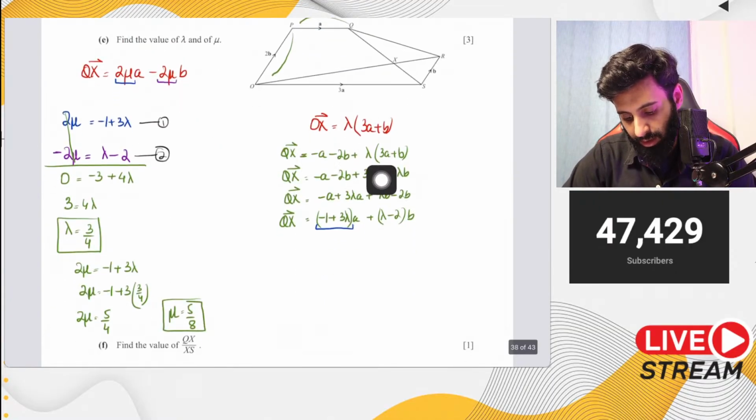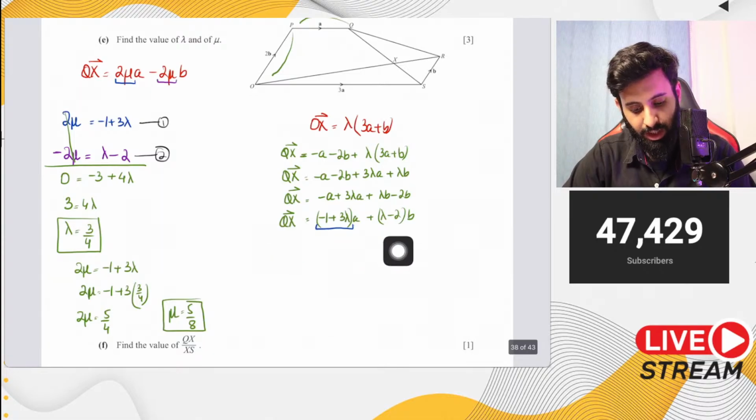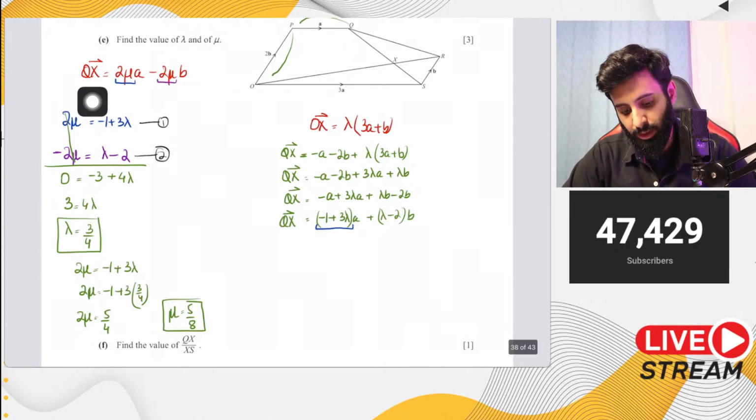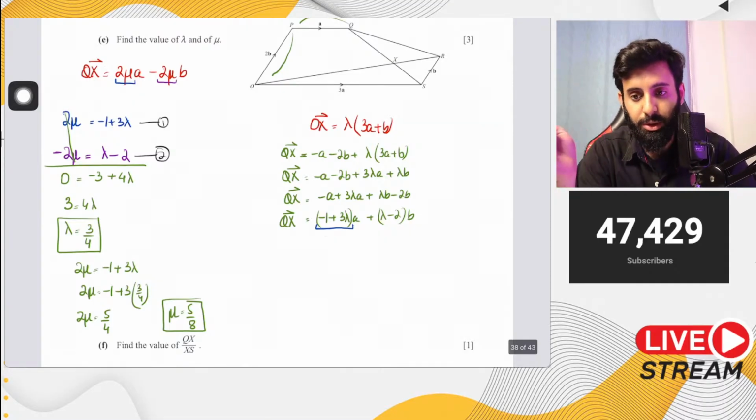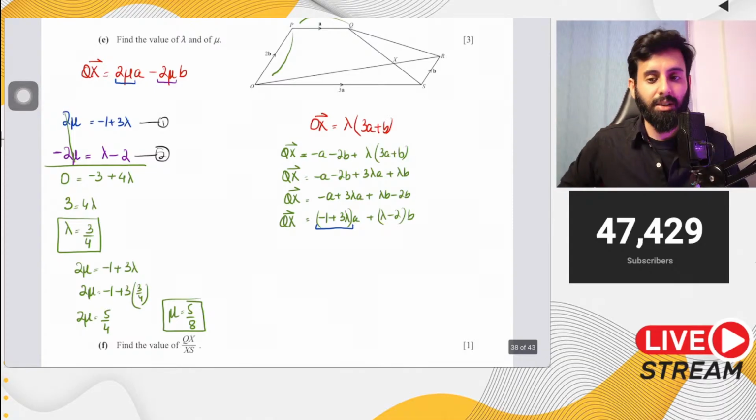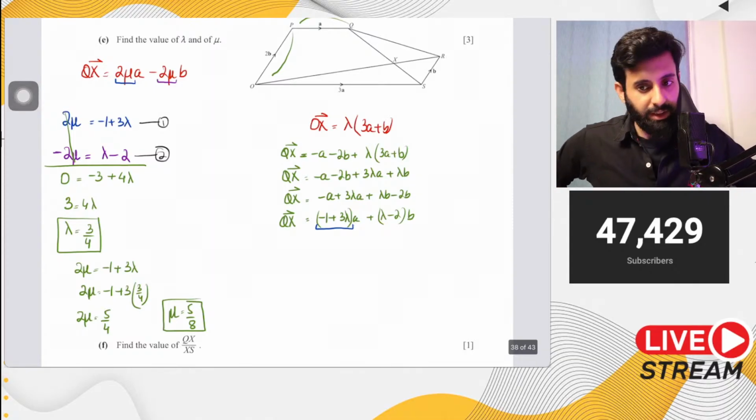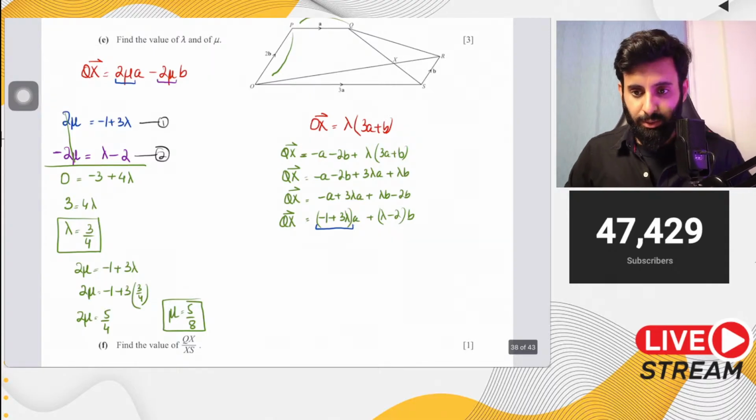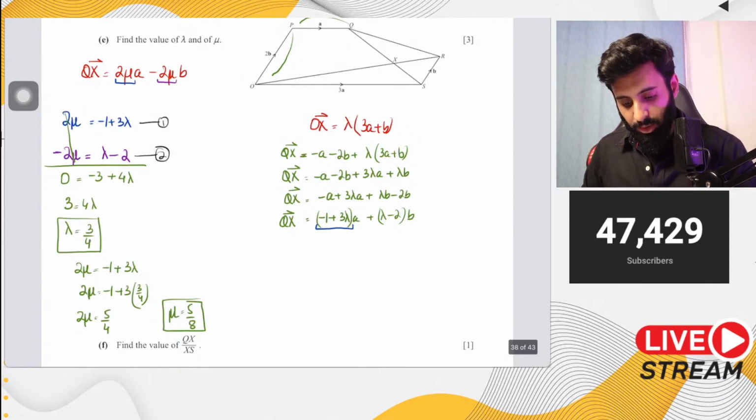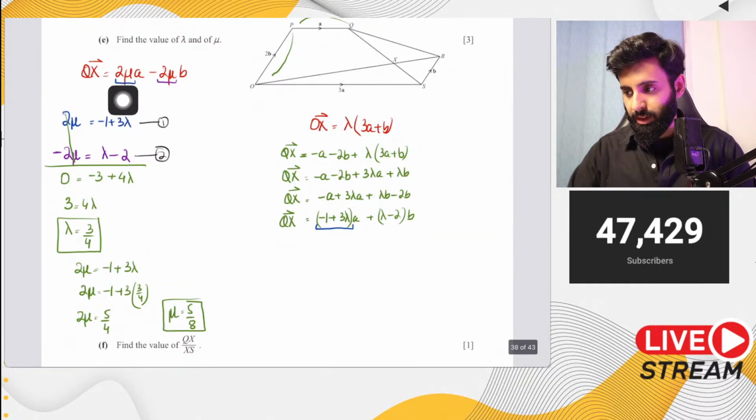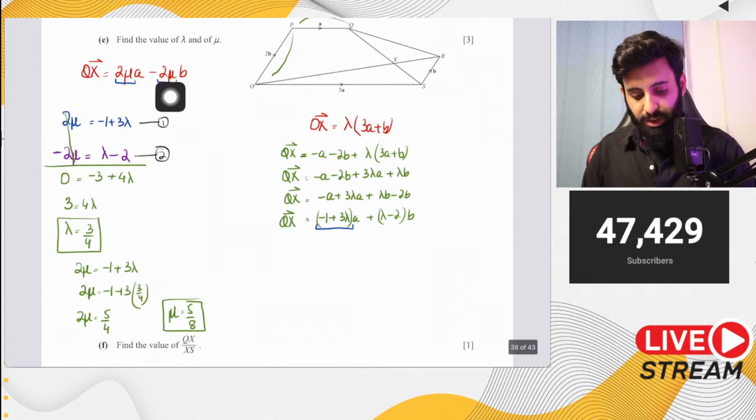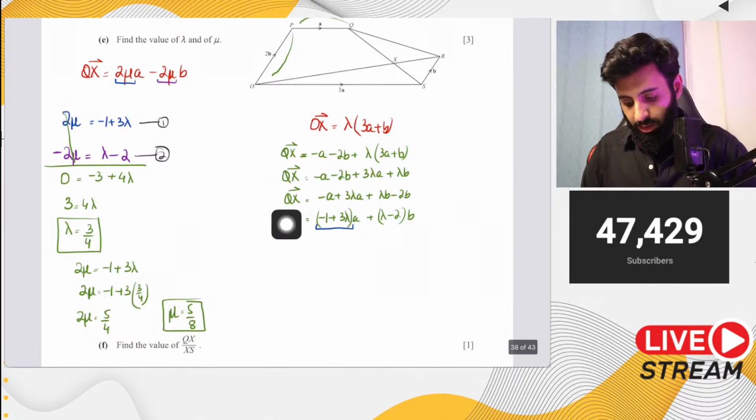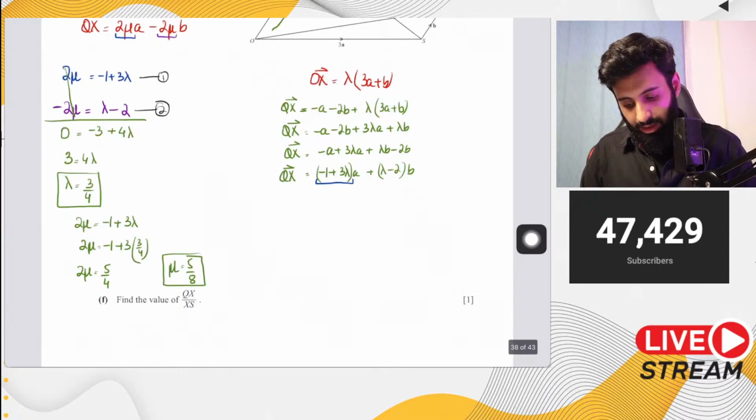Now we have another QX, which is in terms of lambda, and here we have another QX, which is in terms of mu. So when you have found two vectors in terms of two different constants, what you do is compare the coefficients. You'll find lots and lots of questions like these, and like I said earlier, all of them are done the exact same way. Since they're both equal, the coefficient of A from this vector is going to be the same as the coefficient of A from this vector. And here also, the coefficient of B from this vector is going to be the same as the coefficient of B from this vector. Why? Because they're both equal.